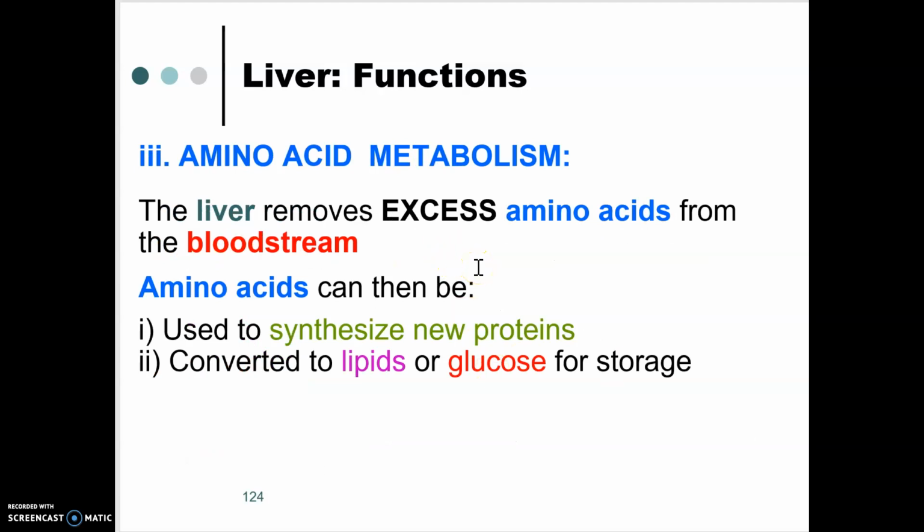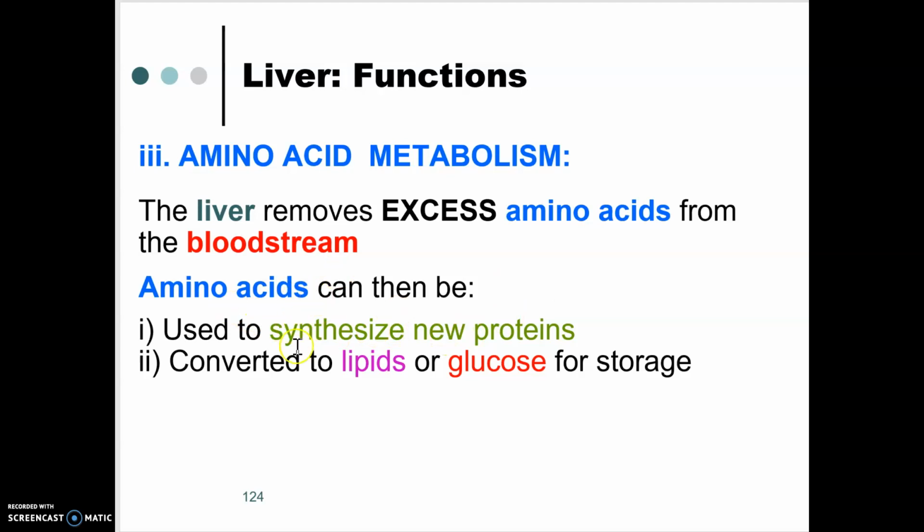We can also have amino acids that are in our bloodstream, and the liver will control these as well. We don't want to have too many amino acids, so the liver will remove excess amino acids, and then we can use those to make new proteins as we need them. And don't forget, enzymes are proteins, and so we need a ton of enzymes to keep our metabolism functioning healthy. So synthesizing new proteins from amino acids from our diet, that's a big part of what the liver does.